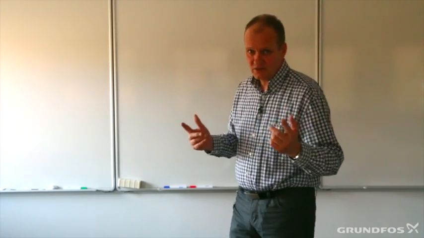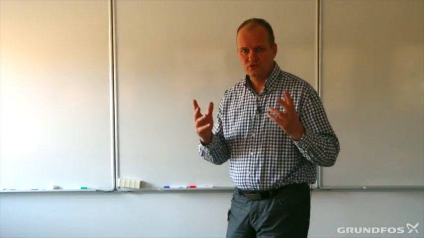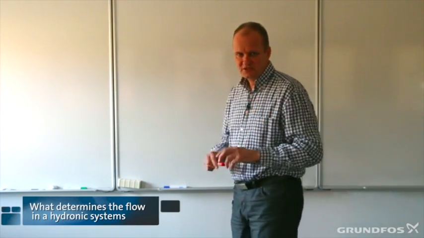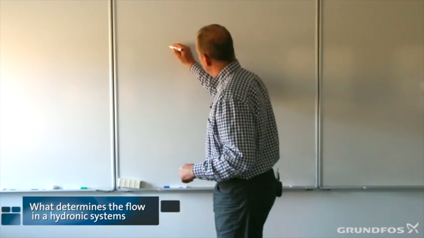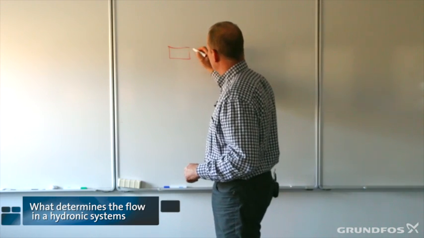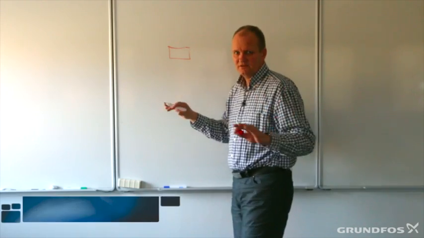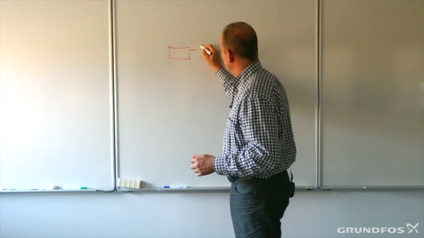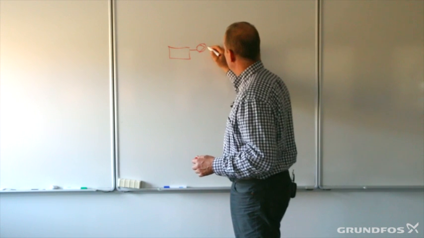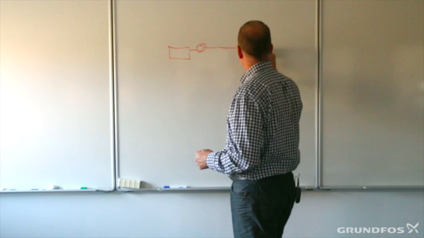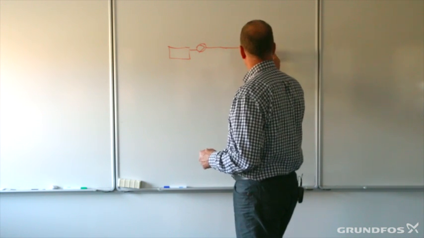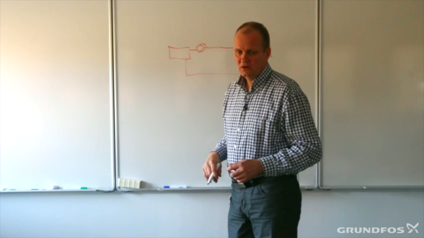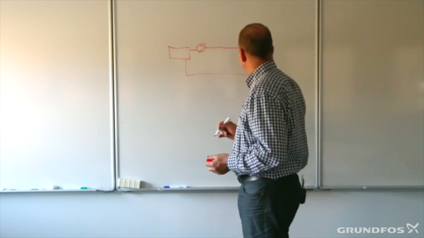Well, before we answer that question, we need to take a close look at what is determining the flow in a hydronic system. We'll just make a short sketch here. If, for instance, we have a chiller, a boiler, whatever, something where we need to distribute the energy to a system, we equip the system with a pump, and then we circulate the pump out to the system and back to the chiller or boiler again.